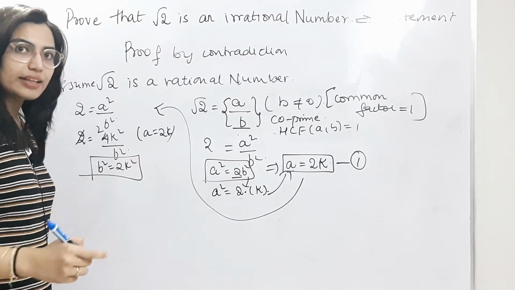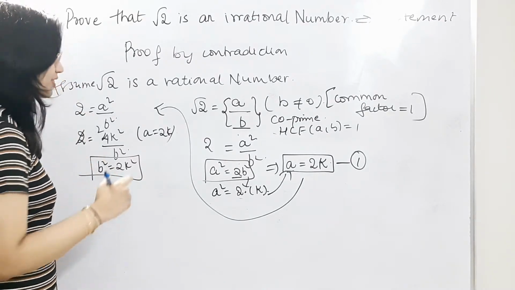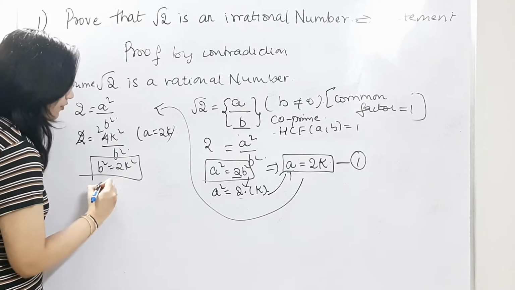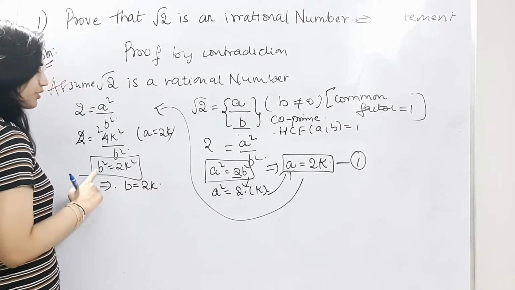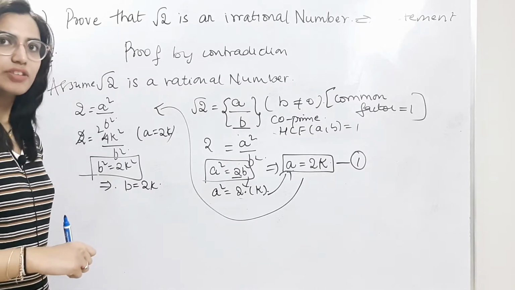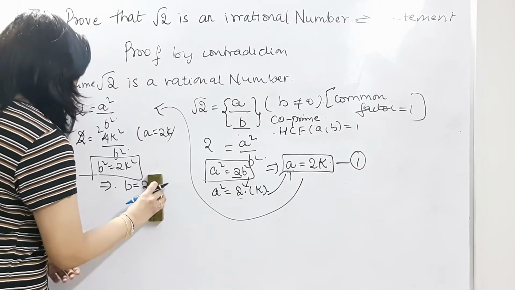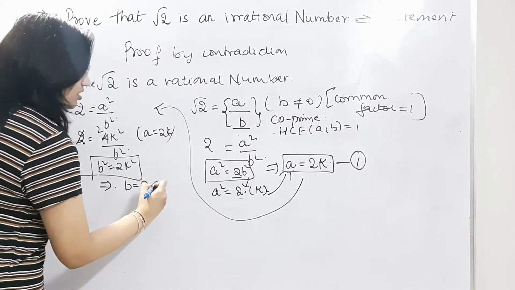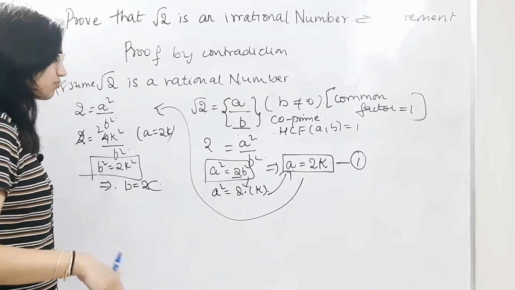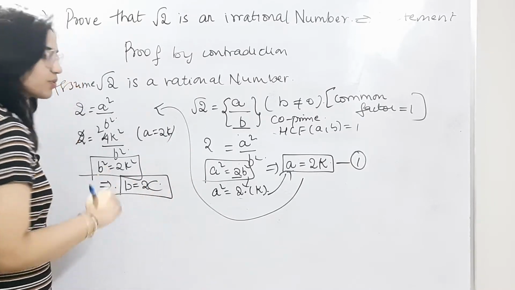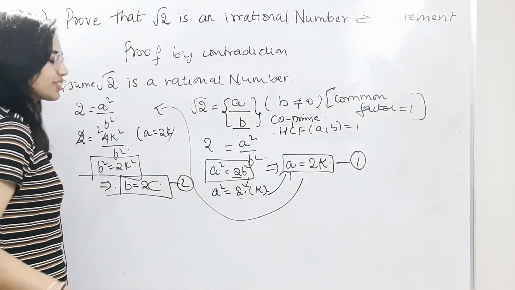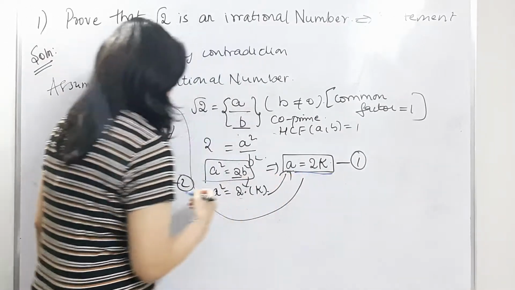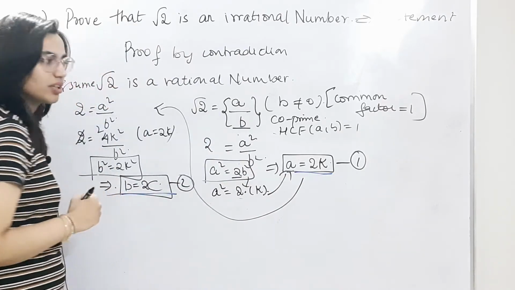Yes. Again, using the fundamental theorem of arithmetic, we know for a fact that b is divisible by 2, because if b square is divisible by 2, then b is also divisible by 2. Assume this k square is some, we'll say, what did we take? c. Assume that b is equal to 2c, right? So we have two statements here: a is equal to 2k and b is equal to 2c.